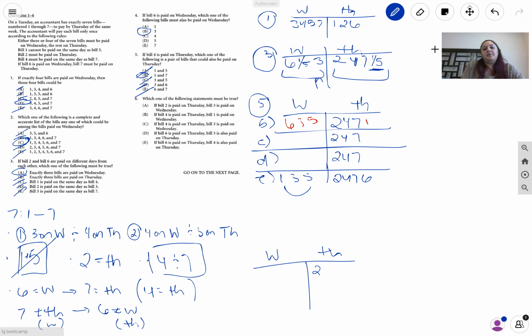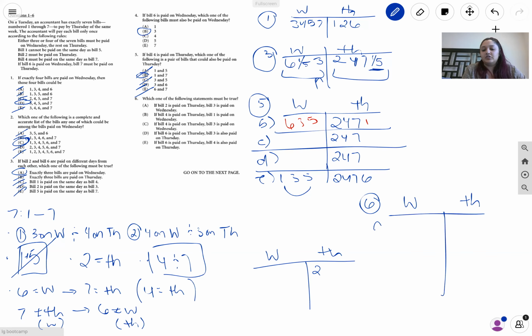Okay. This says which one of the following statements must be true? If you were confused about how to do a must be true, like brute forcing, this is a great way to see it because I can brute force this. So for number 6, I'd set up my diagram and then I'd set up rows for each answer choice.